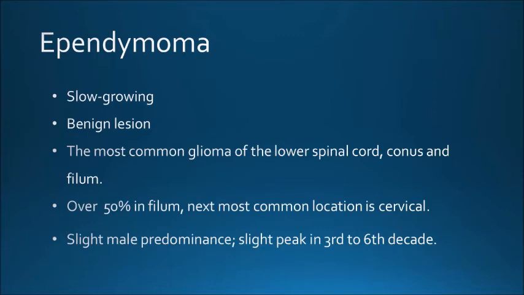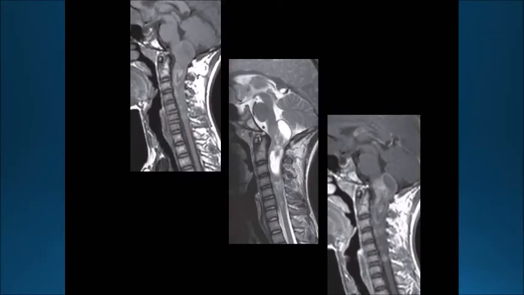There will be a slight male predominance in the cases of ependymoma and slight peak in the third and the sixth decades, but they can actually even present in the young patient as well. So here are the examples of the intramedullary spinal cord tumors. As you can see, the lesion is completely inside the spinal cord on the T1 weighted, T2 weighted, and on the contrast images as well.